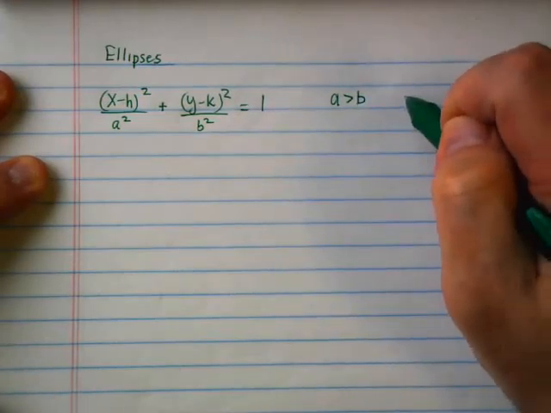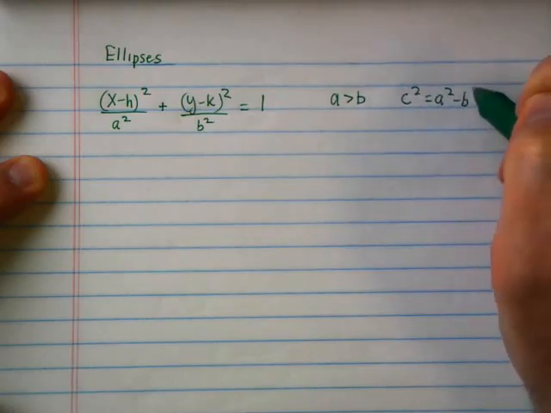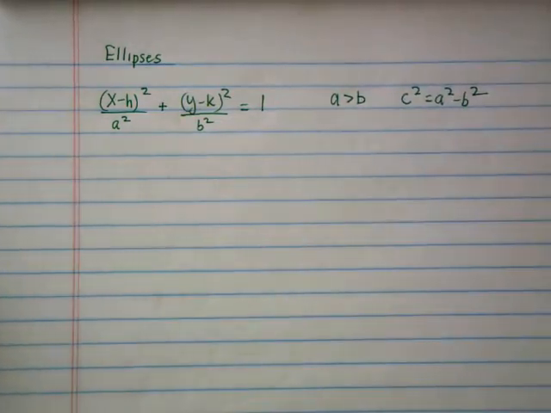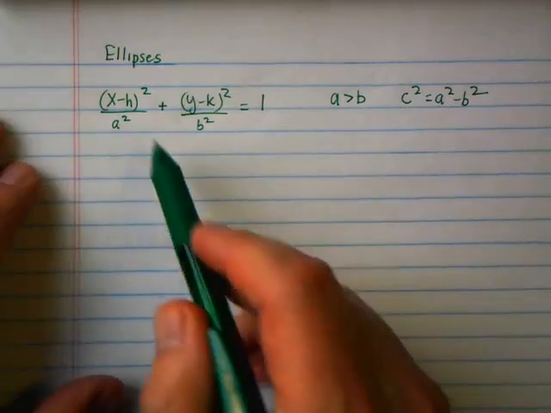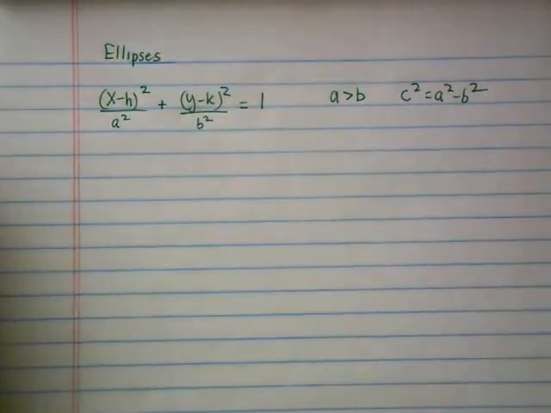And then we had another letter called c, where c squared was a squared minus b squared. What do these letters a, b, and c tell you something very important about the ellipse? Well, let's start with h and k. What's h and k first? h and k gives you the center. What about a, b, and c? What were they all about?